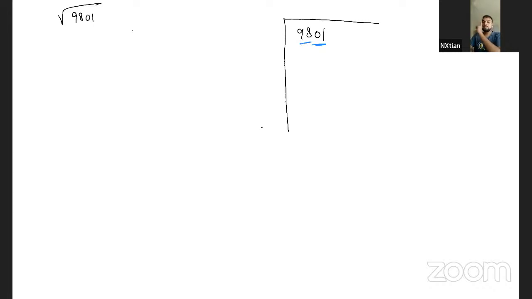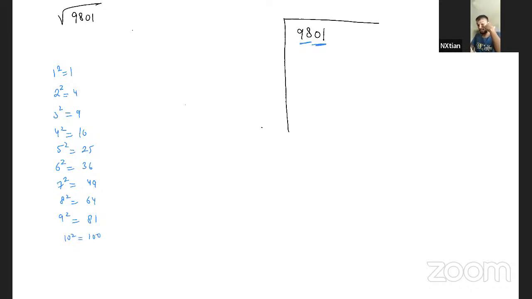So the first step is to find the squares. What is one square? One square is one. What is two square? Four. What is three square? Nine. Four square, 16. Then 25, then 36, then 49, then 64, and then 81 and then 100. Understood, Jahuan? We just wrote the squares.